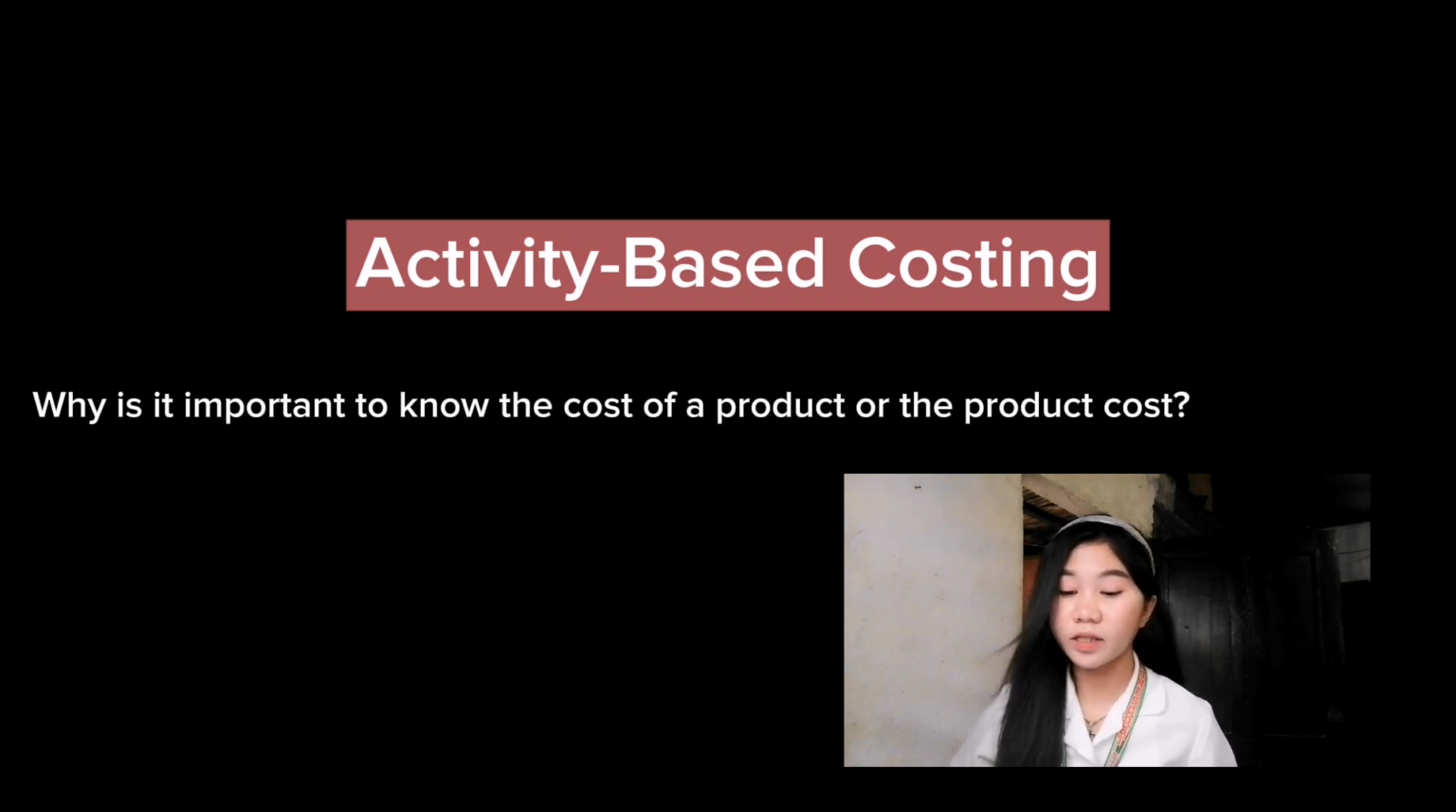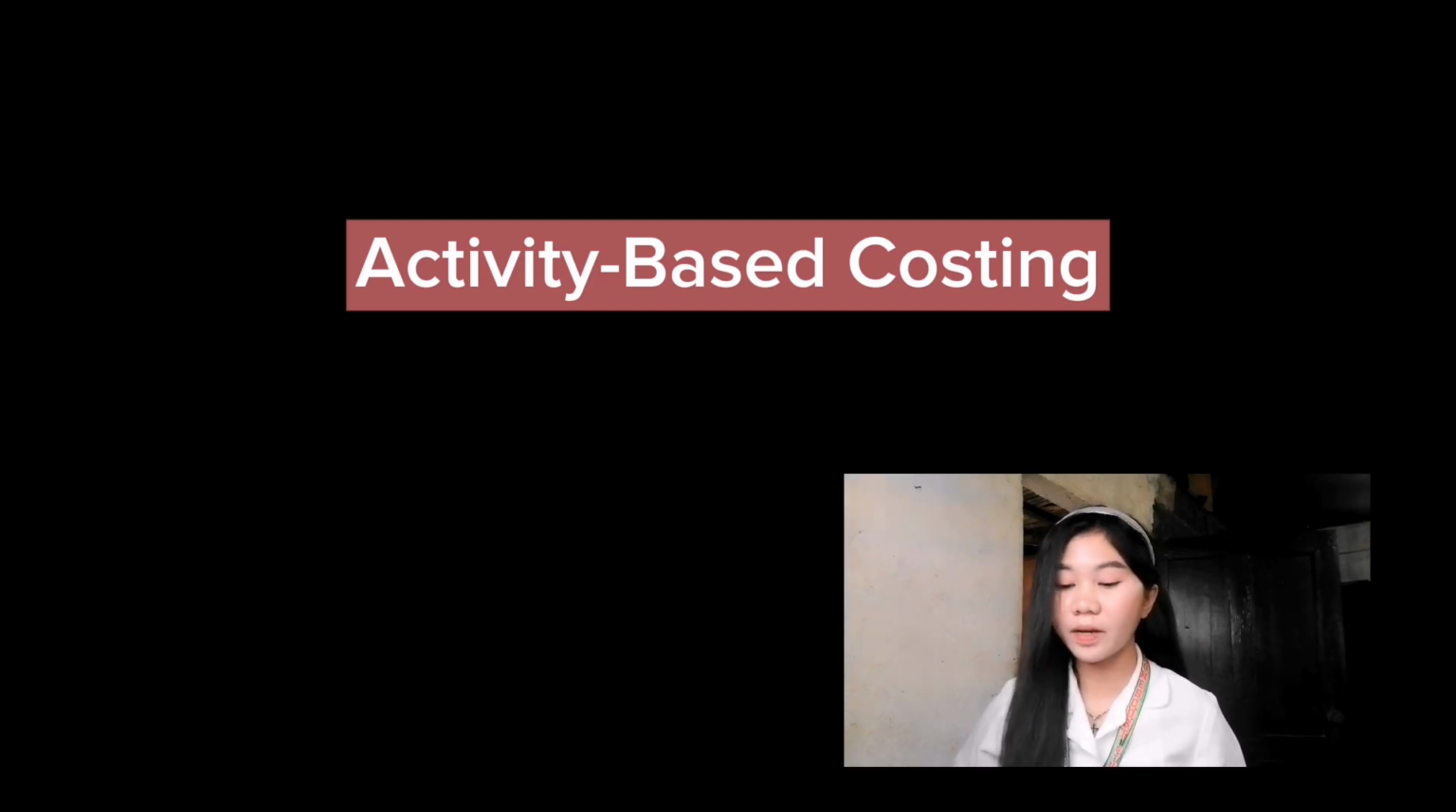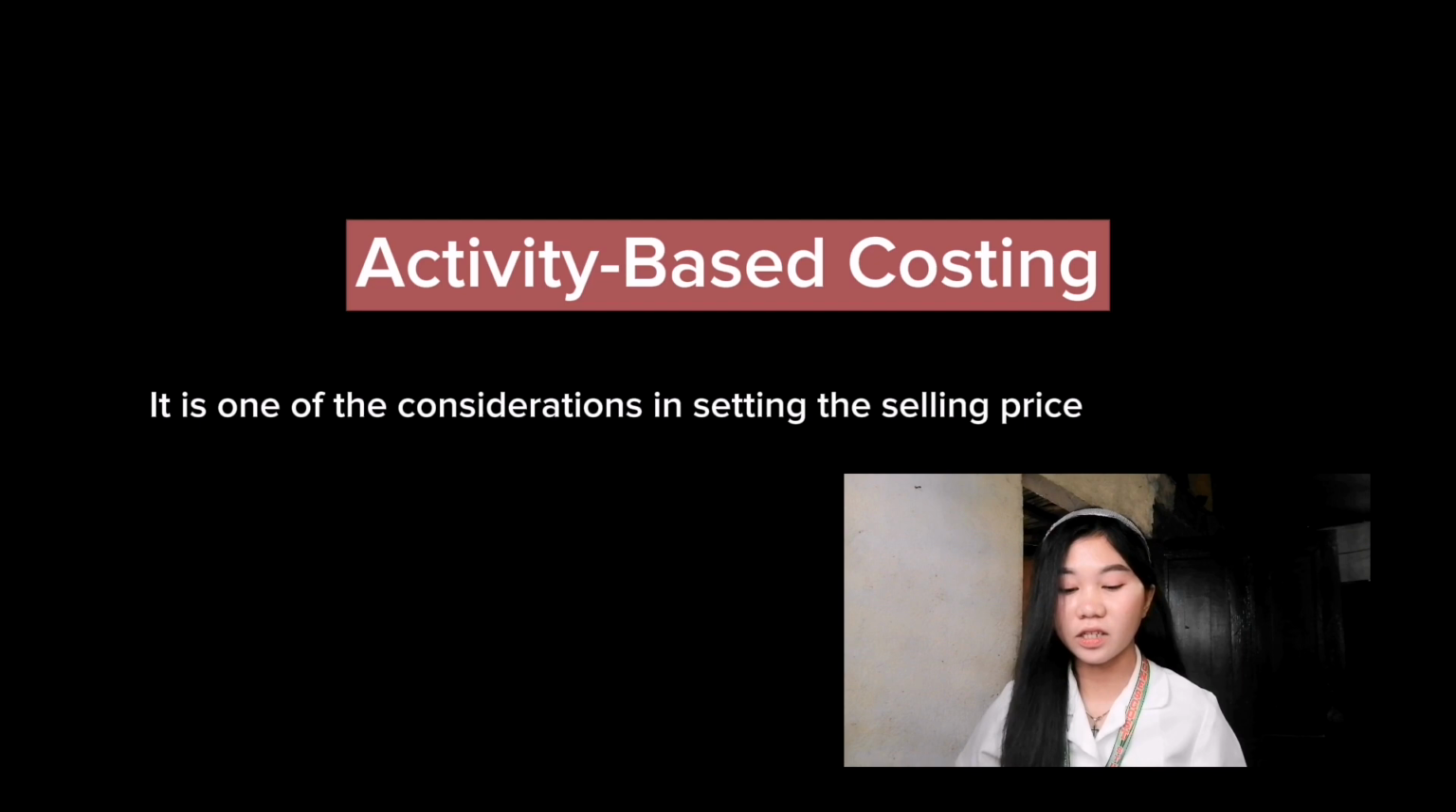So why is it important to know the cost of a product or the product cost? Product cost is very important because it is one of the considerations in setting the selling price. Therefore, if the cost is inaccurate, then your selling price might be too high or might be too low. It will affect the demand of a product as well as your net income.